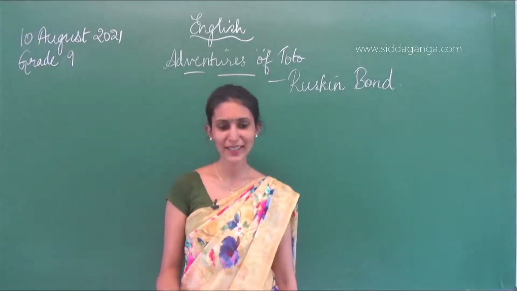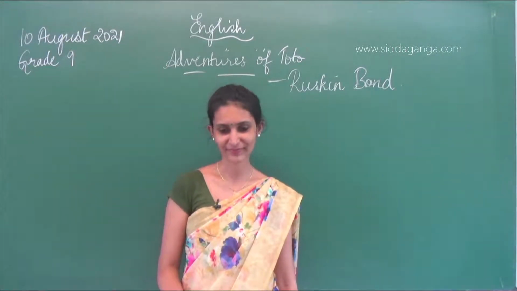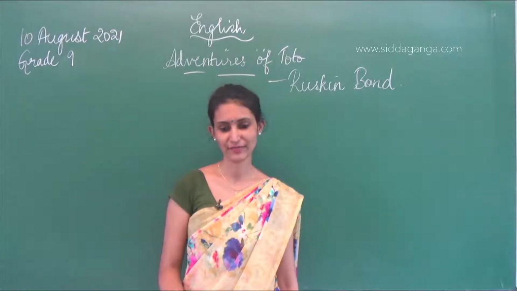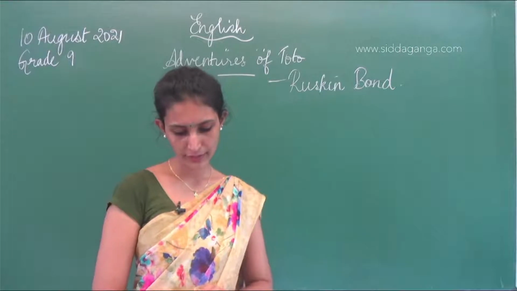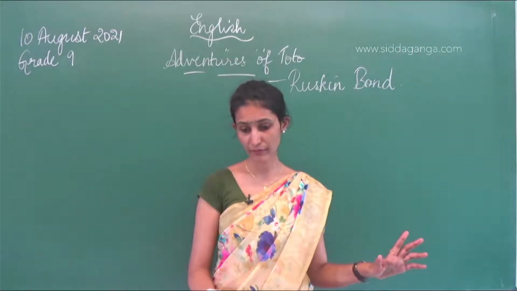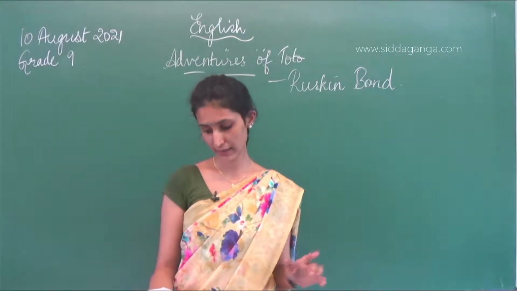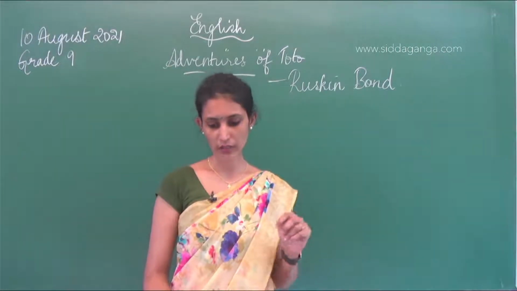Okay. Move to page number 9. We'll continue. We stopped at the second paragraph. Toto and Nana never became friends. Who is Nana? The donkey. The donkey that was there.